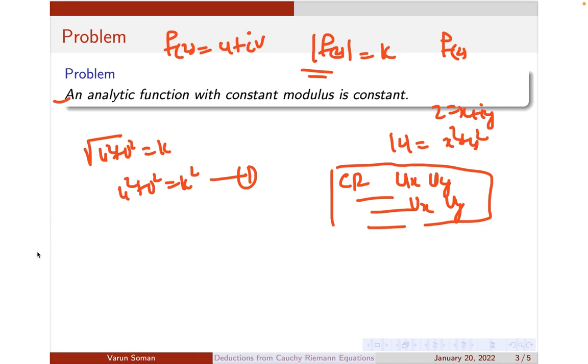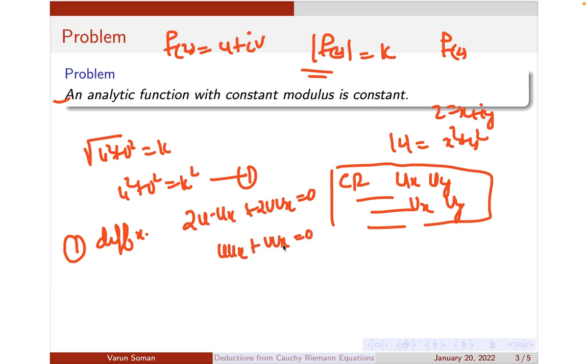For that, I will take equation 1 and differentiate with respect to x. What will you get? You will get 2u ux plus 2v vx is equal to 0, or u ux plus v vx is equal to 0. Similarly, you can bring in uy and vy by differentiating equation 1 with respect to y. You will get a similar relationship: u uy plus v vy is equal to 0. The same approach, because this k is a constant, so when you take the derivative it will become 0. So u ux plus v vx is equal to 0, and u uy plus v vy is equal to 0.